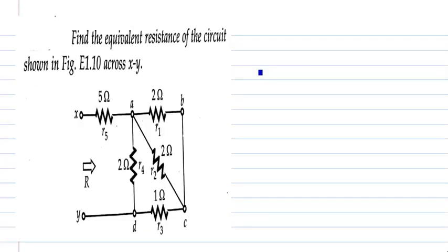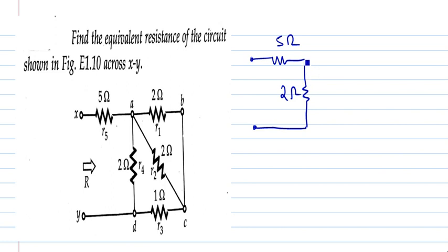Now this question says: find the equivalent resistance of the circuit shown in the figure across the XY terminal. We will start solving this numerical also from the right hand side, because we have to see the equivalent resistance from the left hand side. Now we can see 2 ohm and 2 ohm, meaning R1 and R2, are connected in parallel. So the circuit can be converted in this manner. Here we have connected 5 ohm, and here 2 ohm is connected.